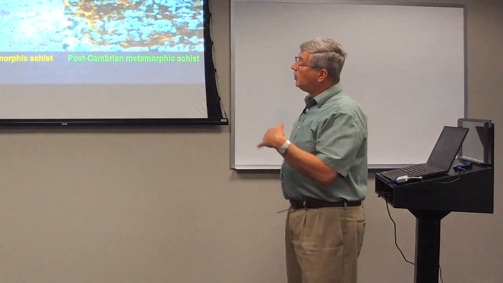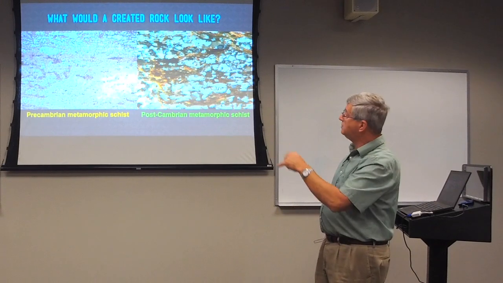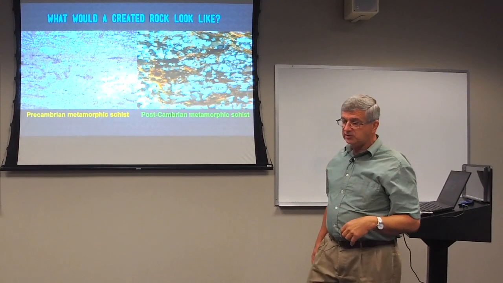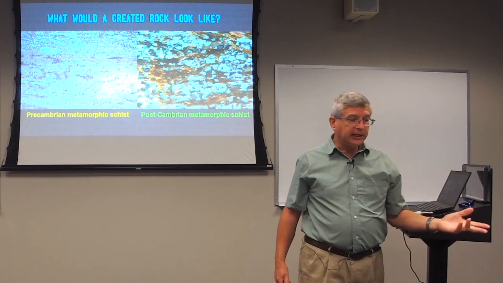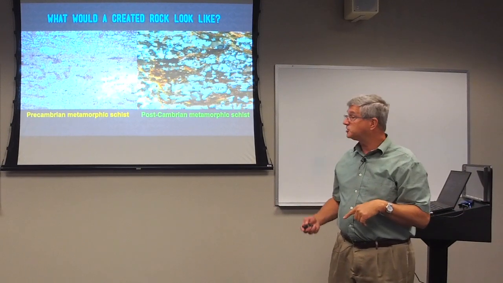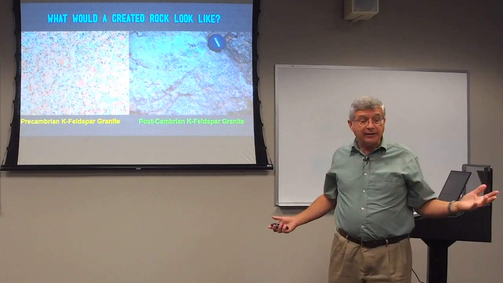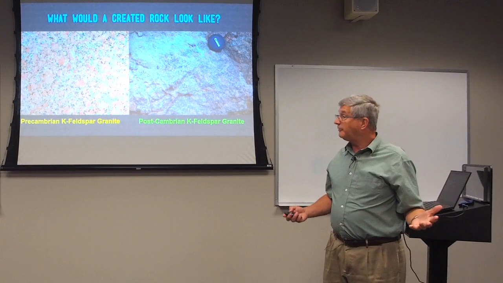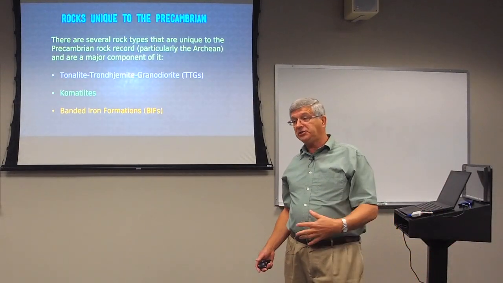When I look at, on the left, a Precambrian metamorphic schist in plain polarised light, whereas the one on the right is under cross polars, there really doesn't look to be a big difference between a Precambrian and a post-Cambrian metamorphic schist or a granite. A Precambrian granite could look exactly the same as a post-Cambrian granite. But there are rocks that are unique to the Precambrian, and I'll mention a few of these.